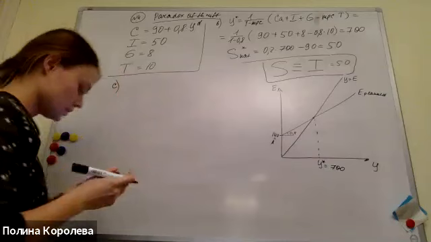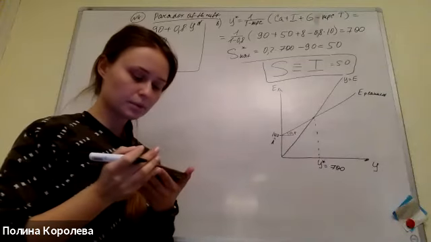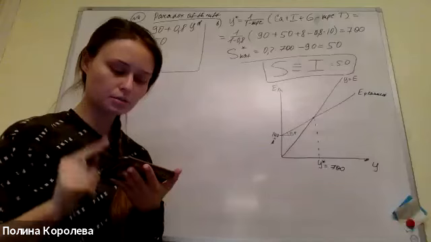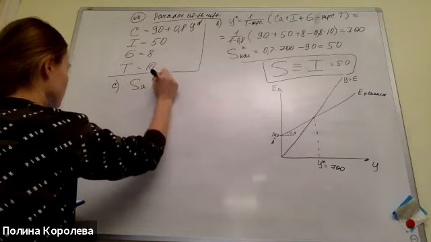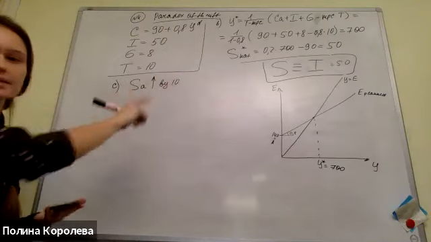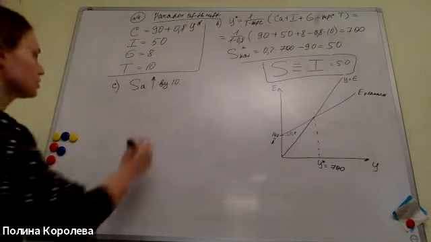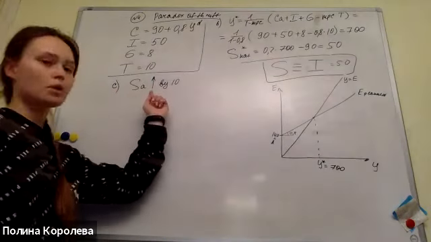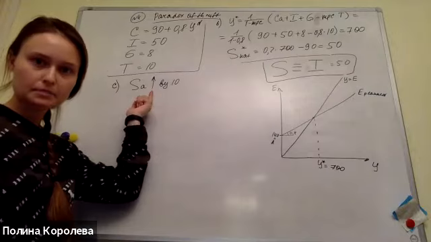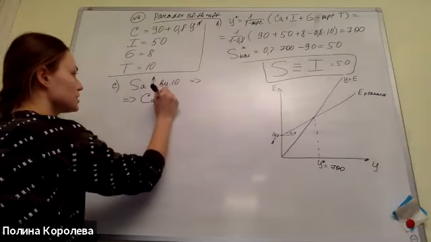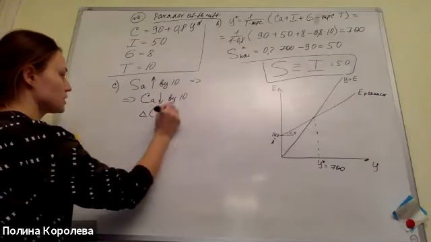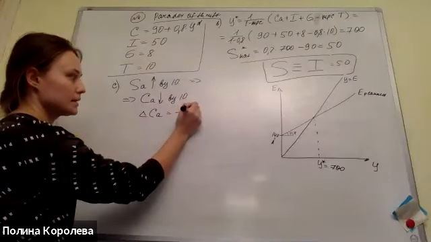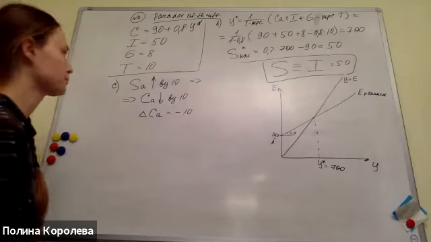In point C, suppose households increase their autonomous saving by 10. Autonomous saving increased by 10. We should rewrite it in our terms that we know. What does it mean to save more? That means to consume less. That means that our autonomous consumption will decrease by 10. So the change in autonomous consumption is equal to minus 10.